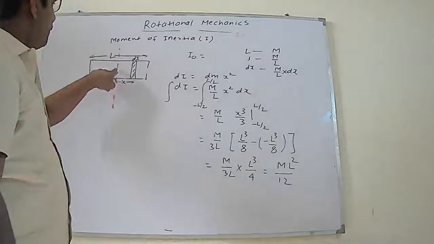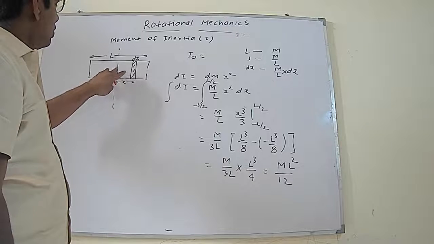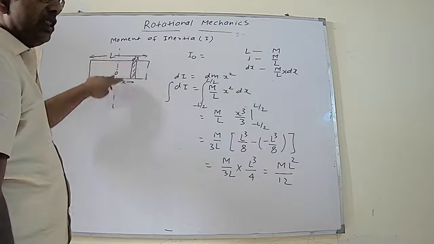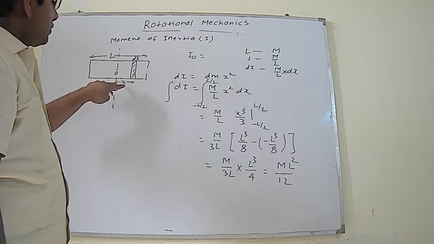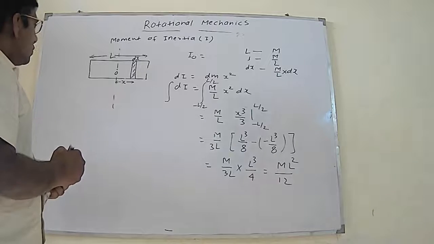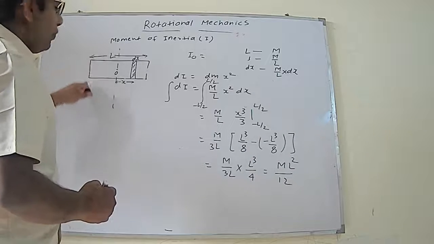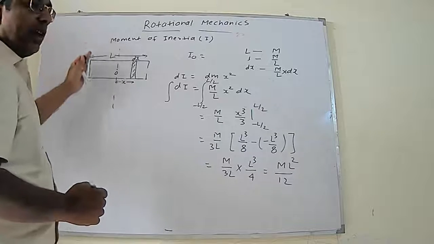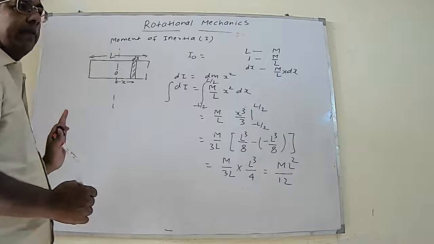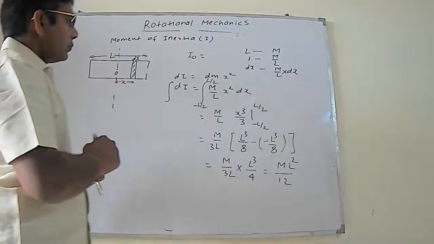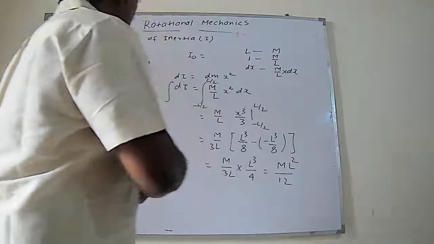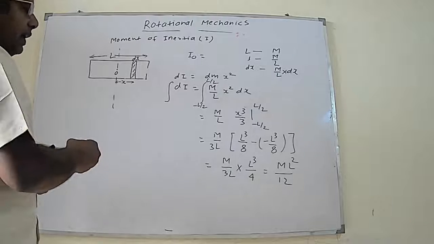So we have found, for a continuous body, a solid rod, the moment of inertia about the center of mass, and it is mL square by 12. Suppose we want to find it about an axis at one end, then we have to integrate from 0 to L. Similarly we can find it for the sphere, shell and disk.